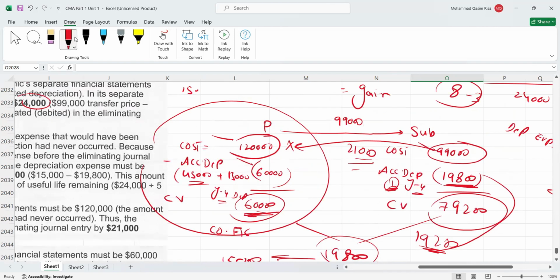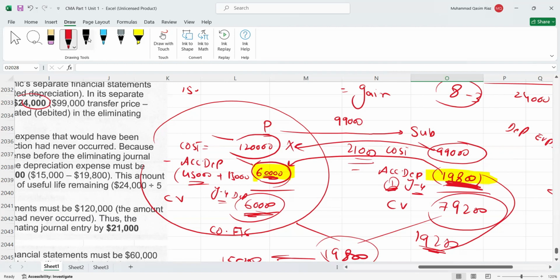Now, accumulated depreciation, we also need to adjust. Actually, if this transaction had never occurred, then the accumulated depreciation for 4 years should be how much? 60,000, right? In the parent. But accumulated depreciation in the subsidiary books is showing how much? 19,800. Now we have to bring this accumulated depreciation from this value to this value. This is already showing in the subsidiary books, but it should have been shown 60,000, right?